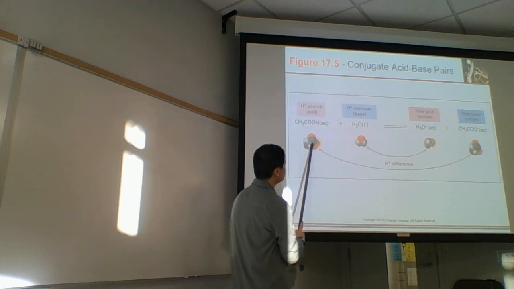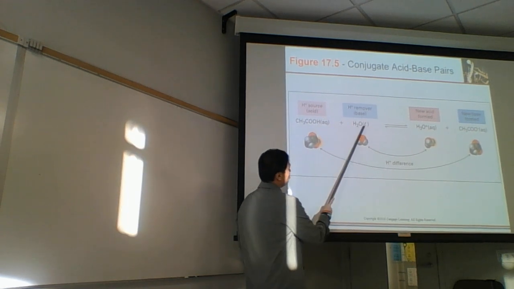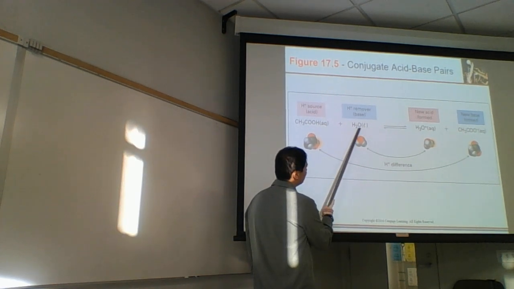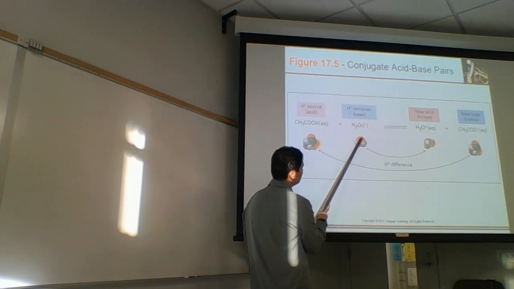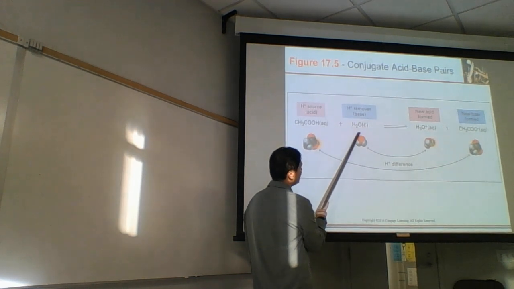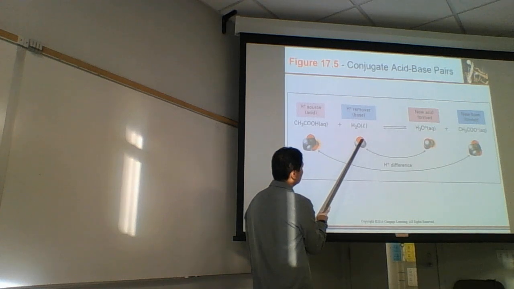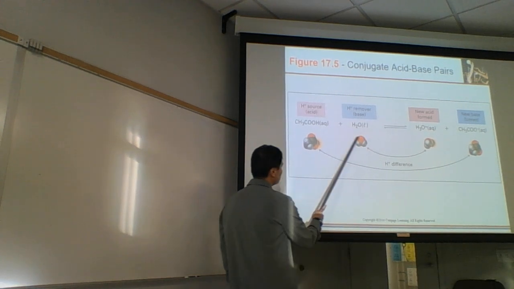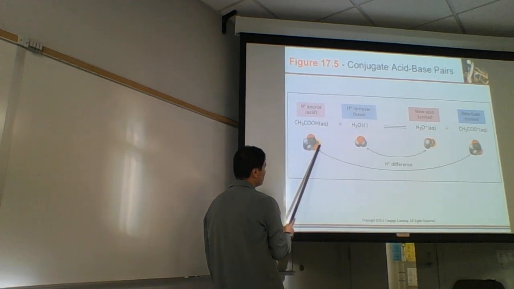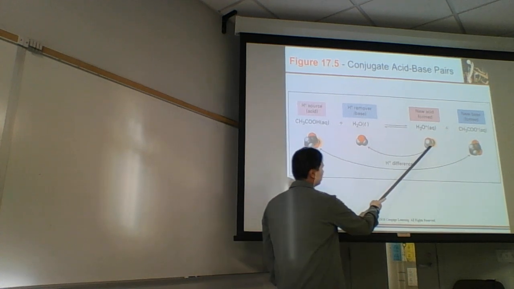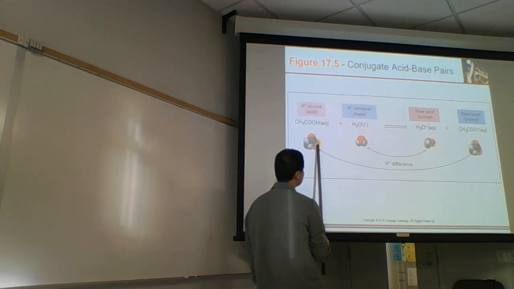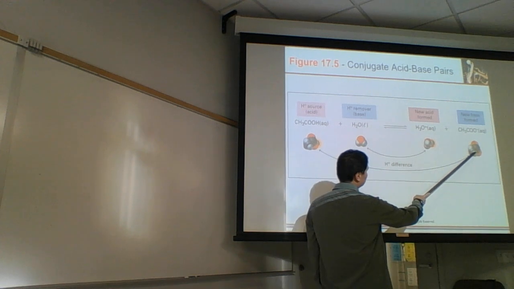So we take our acetic acid and react it with water. Water is interesting because water can either act as an acid or a base. In this case, it's going to act as a base. The bases are going to take the hydrogen. So the water is going to take the proton from acetic acid to form hydronium over here, and acetic acid is going to lose the proton to form acetate over here.